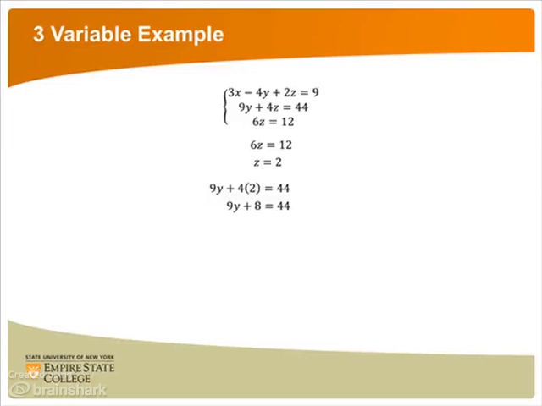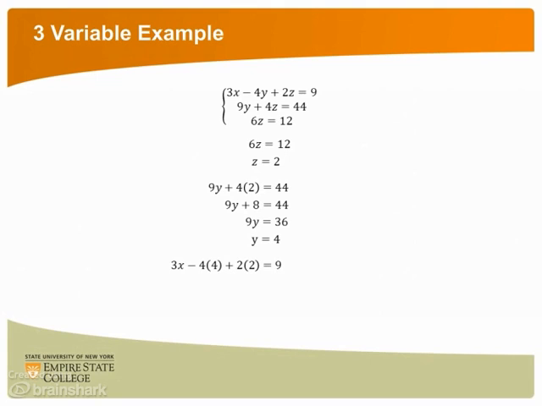Multiplying, we get 9y plus 8 equals 44. Subtracting 8 from both sides, we are left with 9y equals 36. Now we would divide both sides by 9, and we have y equals 4.